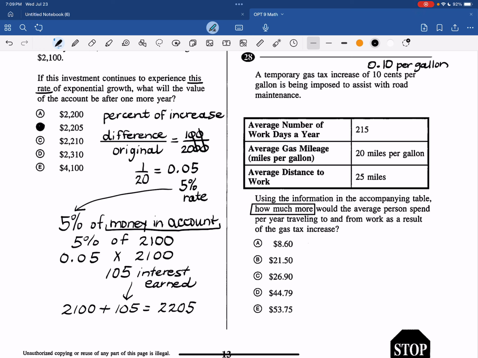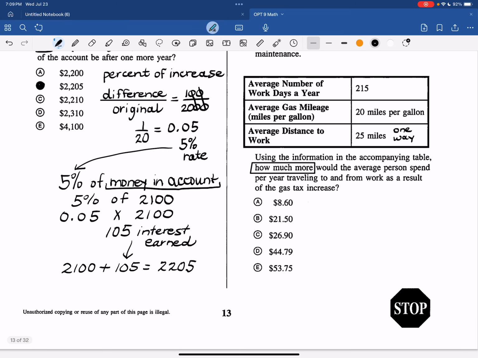So it tells us that this person works 215 days a year, gets average gas mileage of 20 miles per gallon, and drives an average distance to work of 25 miles. Now, I am assuming that this is one way. Otherwise, it would have told us round trip. And you know my rule, or my procedure for myself: if something's moving, I draw it.